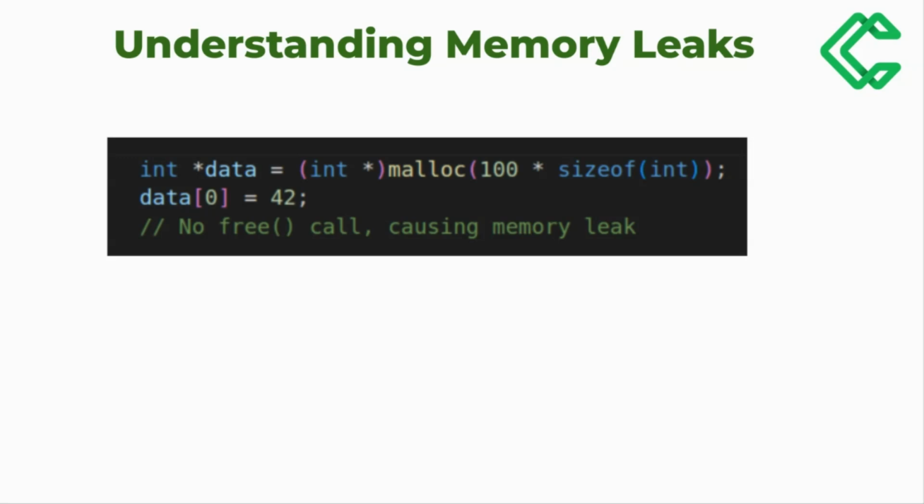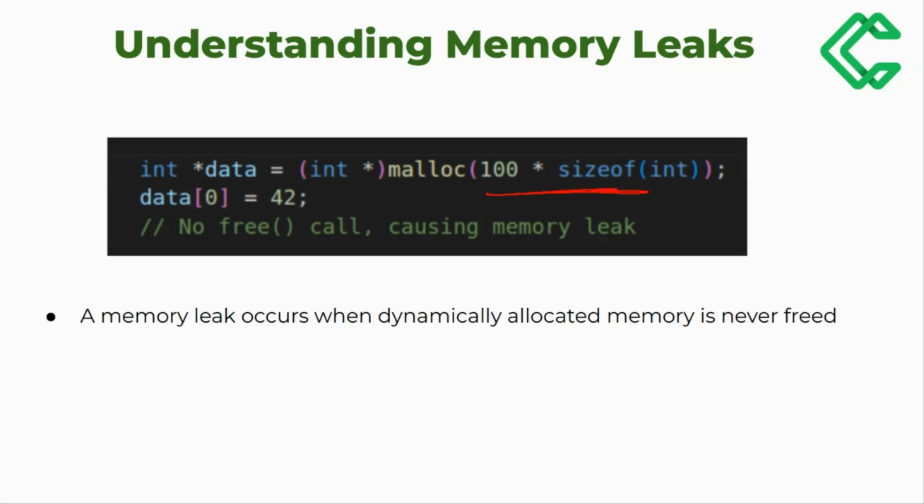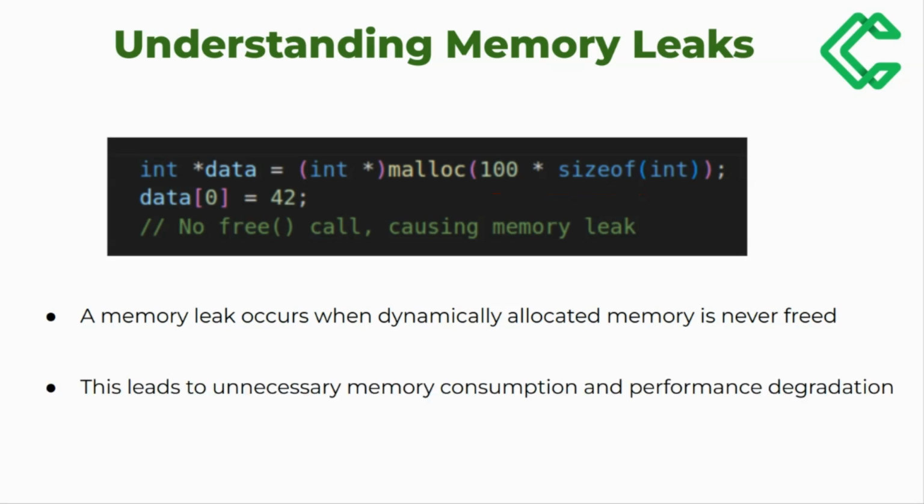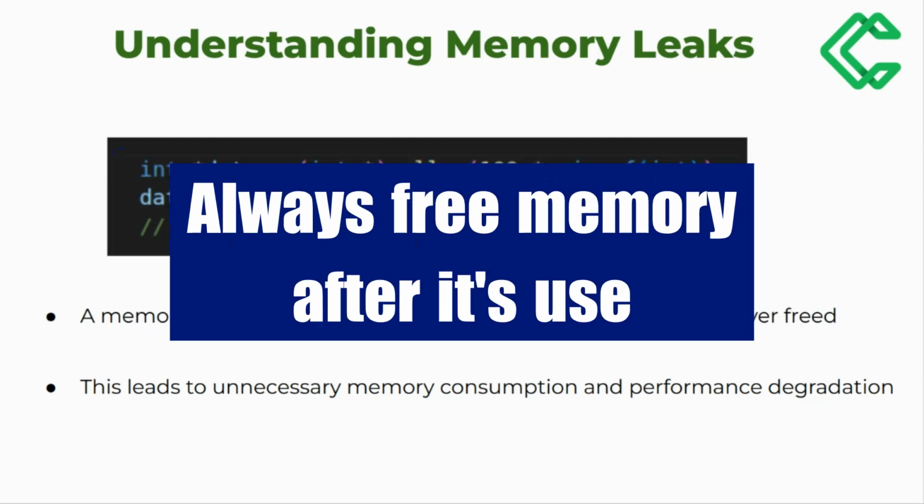Now let's understand what a memory leak is. In this code we are allocating memory for 100 integers. A memory leak occurs when dynamically allocated memory is never freed. Memory leaks are dangerous. Memory leaks lead to unnecessary memory consumption and performance degradation. Always remember to free memory after its use.